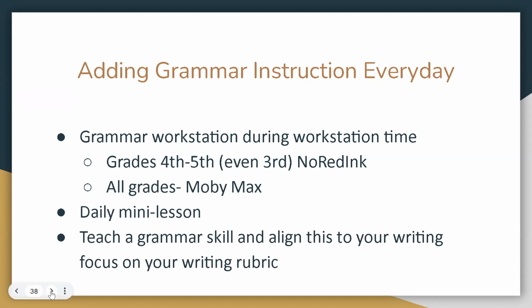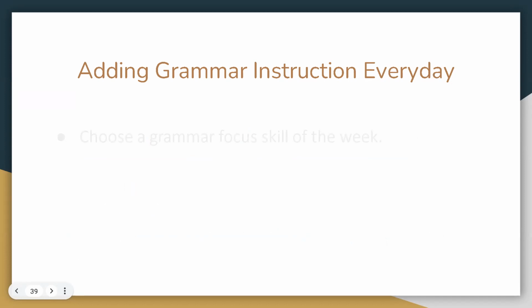Also, teach a grammar skill and align this to your writing focus on your writing rubric. So for example, if you're working on order of adjectives, then that could be something that you incorporate and add to your writing rubric, that you're looking for and you expect students to do while they're writing: use order of adjectives. Again, think about choosing a grammar focus skill. We know that the state has outlined the specific grammar skills for each grade. Think about how you can create a focus each week working through the grammar standards.